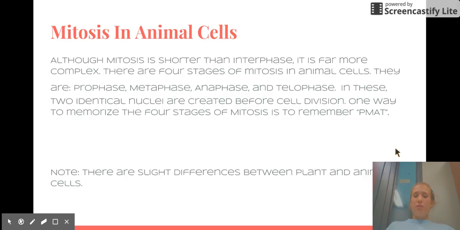I would also like to note that there are slight differences between plant and animal cells, and I will be showing you the animal cell.